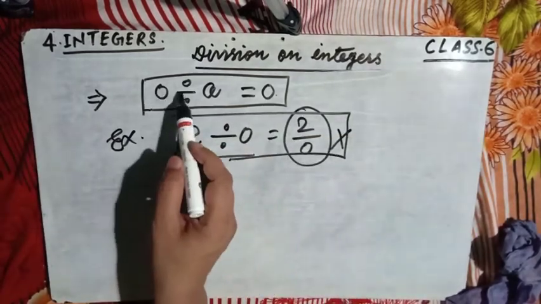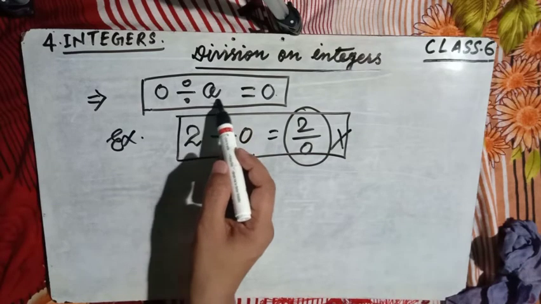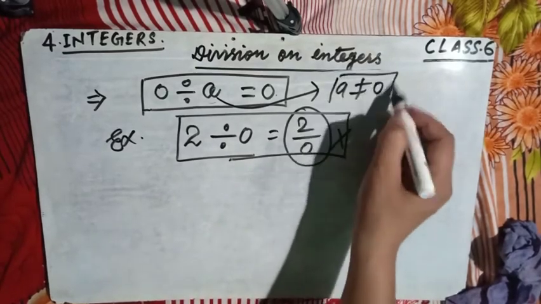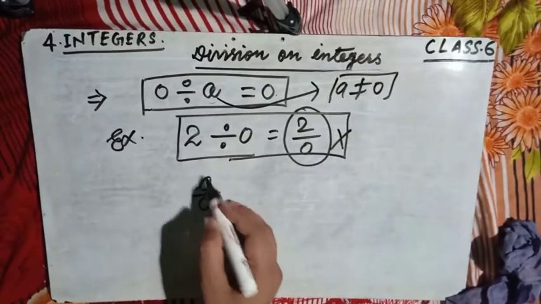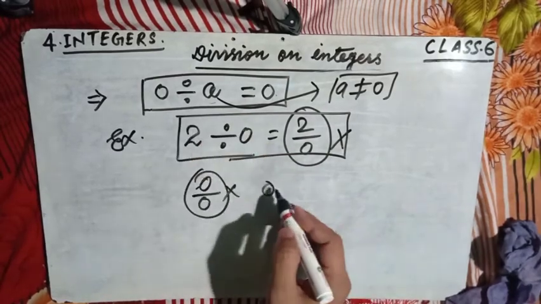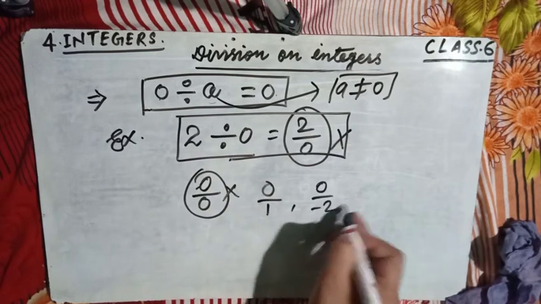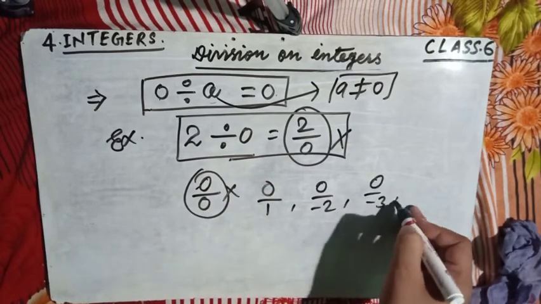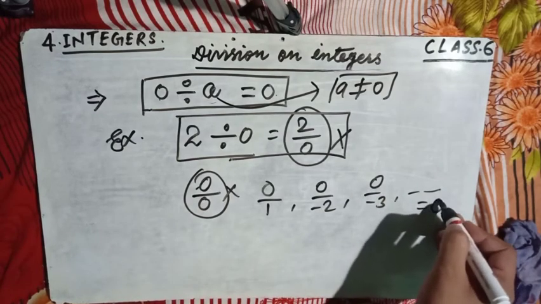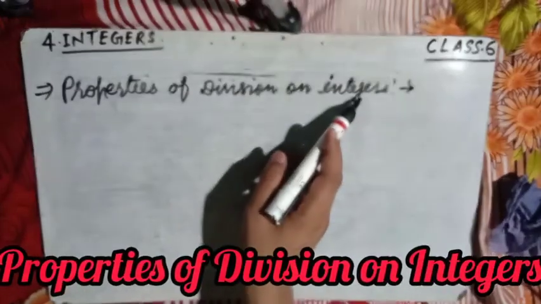If 0 is divided by any integer a, remember a is not equal to 0. That means a divided by 0 is wrong. Here 0 divided by 1, 0 divided by minus 2, 0 divided by minus 3, etc. Then the answer is always 0. See the next thing, properties of division of integers.